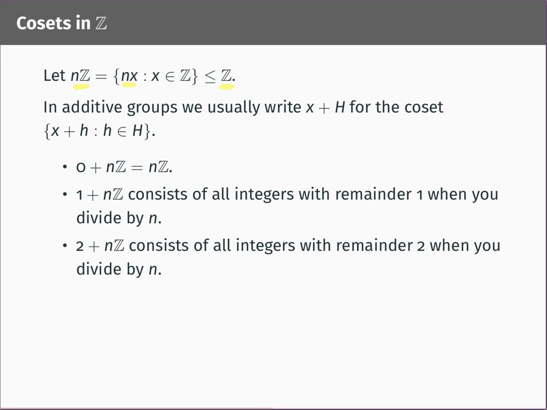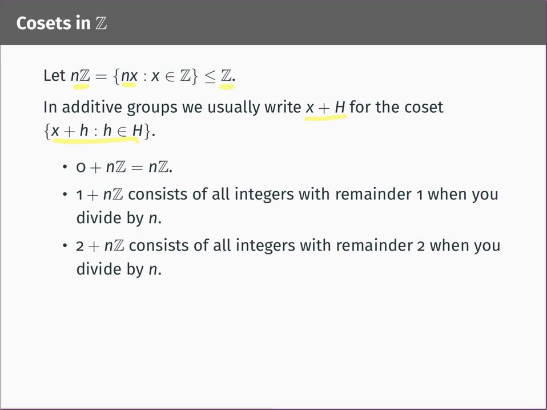Now in an additive group, you often use a slightly different notation for cosets. Writing xH would look a bit strange because we're not multiplying things, we're adding them in an additive group. So we'll write x plus H to mean the left coset of H by x. And so what that will mean is the set of all things of the form x plus h for little h in big H.